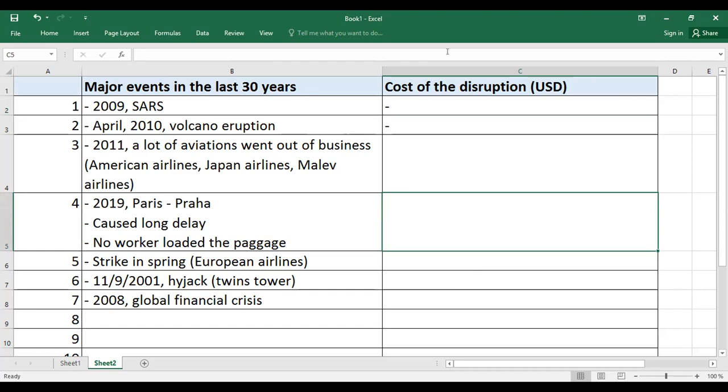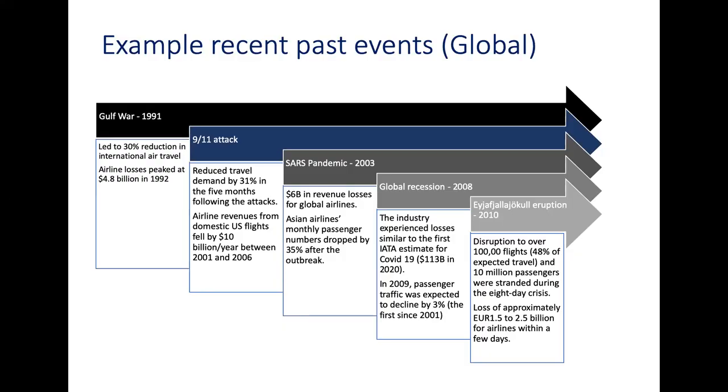Shall I share my slide? Okay, can everyone see that? Should be able to. These are the examples that are in the IATA guide to continuity response. And I did say 30 years, which I know is quite a long time now. But these are the examples they give.